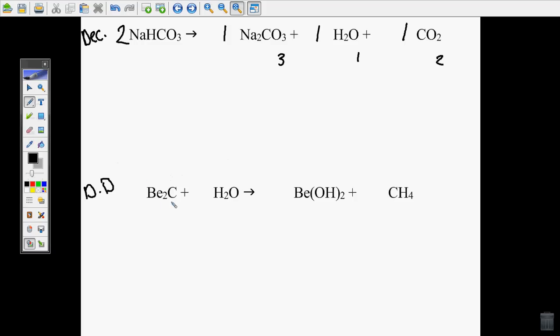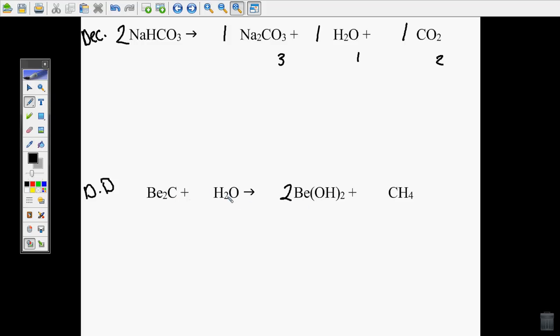Okay, so I still want to do my metals first. So I have 2 beryllium. I need 2 beryllium here, because this 2 only goes to what's in the parentheses. It doesn't carry over to the beryllium. Then I want to do my carbons. 1 carbon, 1 carbon, so I'm okay.